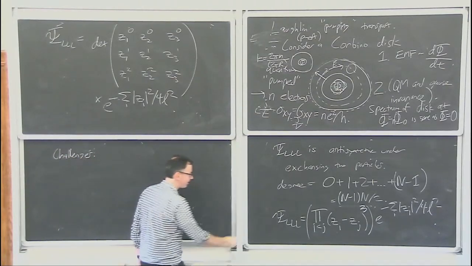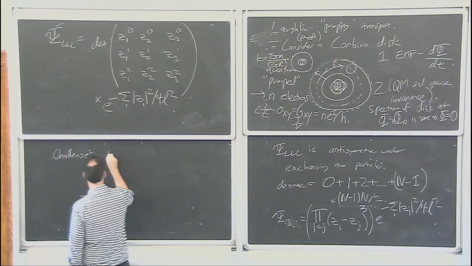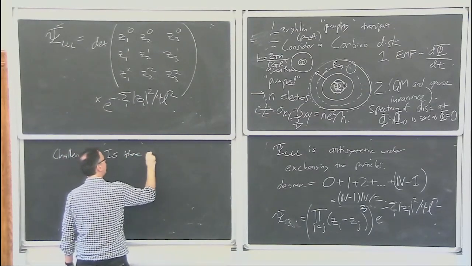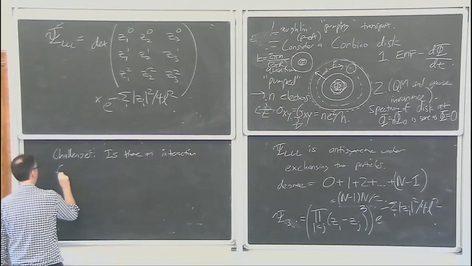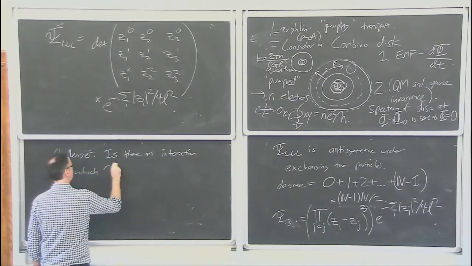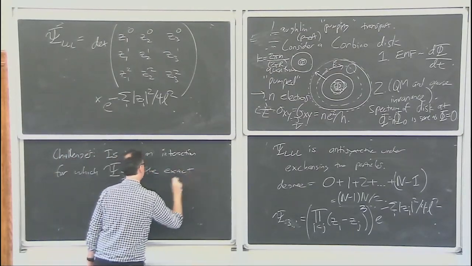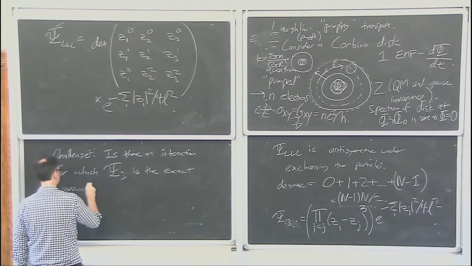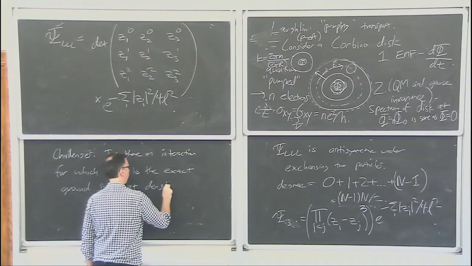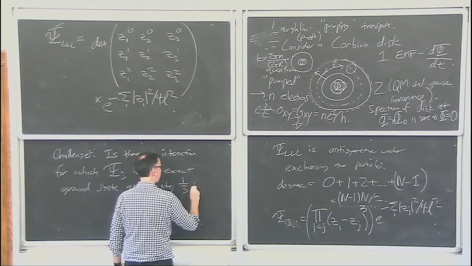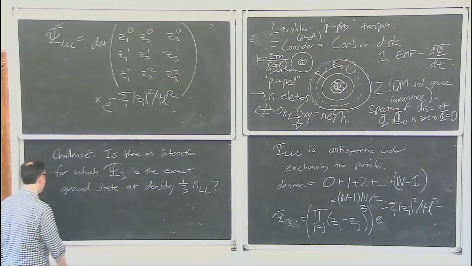Let's call this psi sub 3 now. One, is there an interaction for which psi sub 3 is the exact ground state at density 1/3 of the filled Landau level? And the answer is yes, but I think we'll do that second.